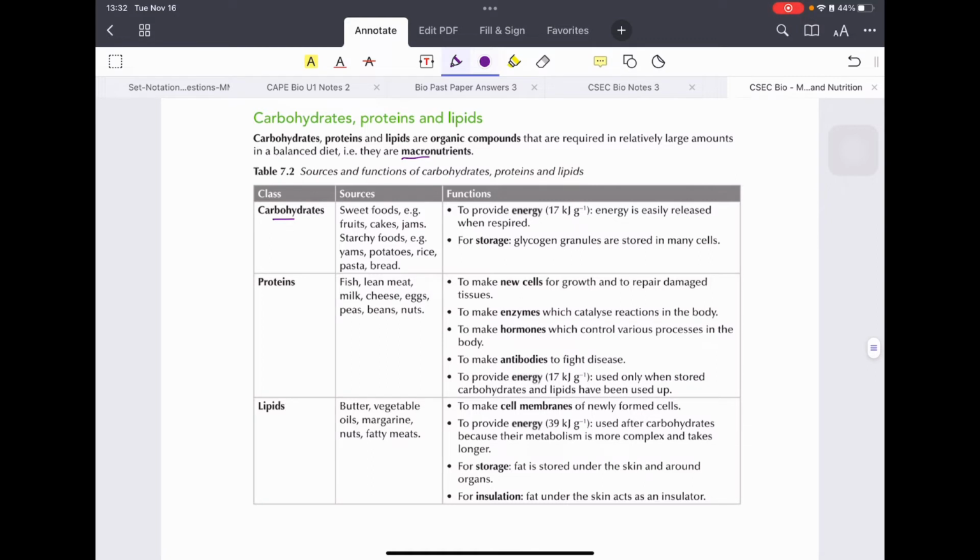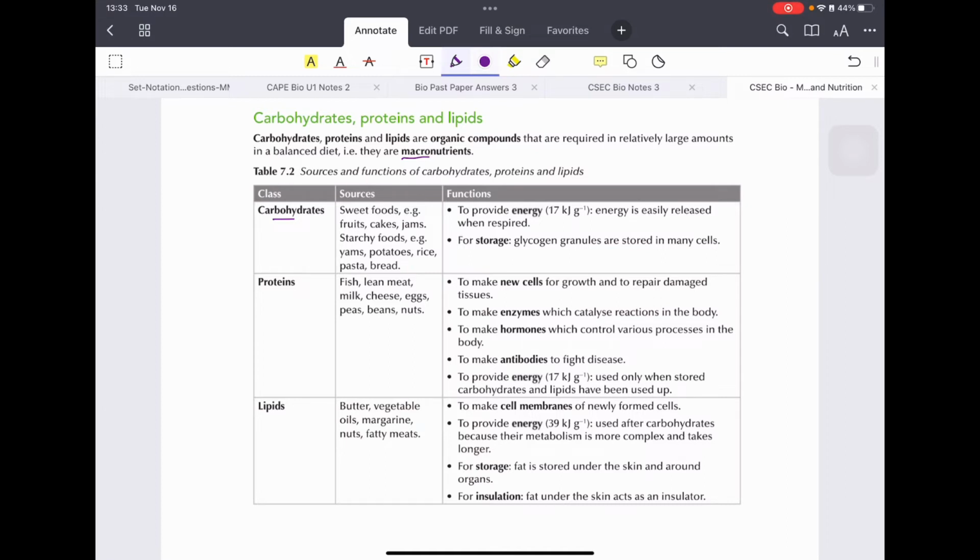So carbohydrates are found in sweet or starchy foods. The sweet foods are things like cake, ice cream, jam, but fruits are very healthy sources of sweets. They contain sugar, right? Also, they are found in starchy foods like rice, pasta, macaroni, bread, potatoes as well, right?